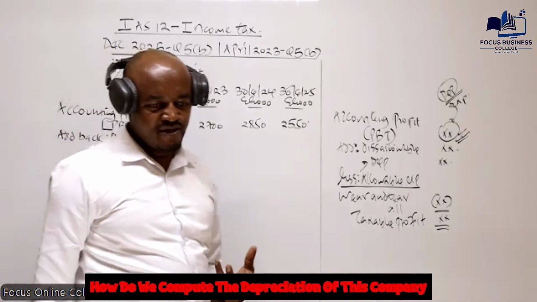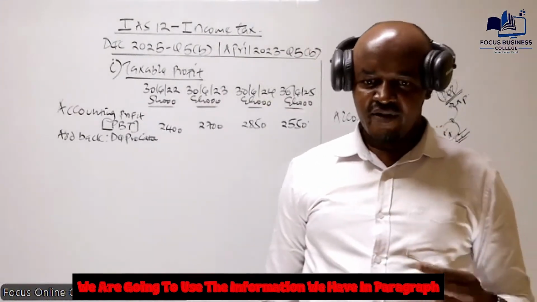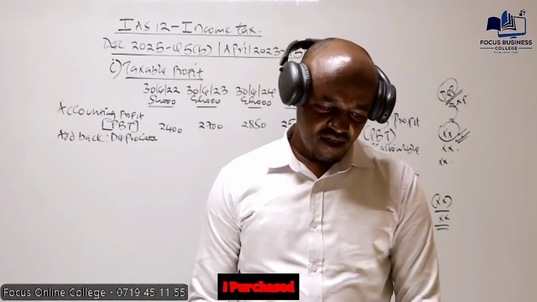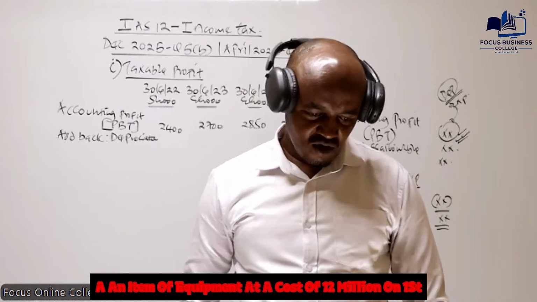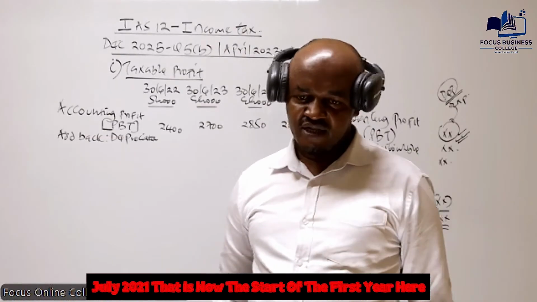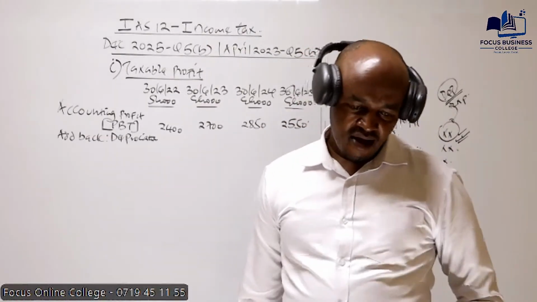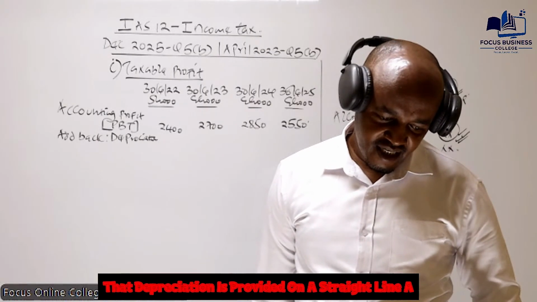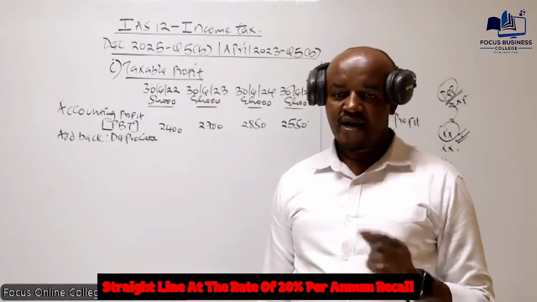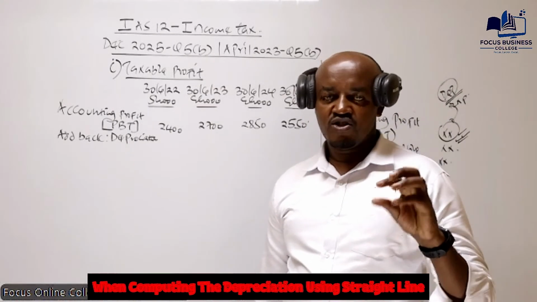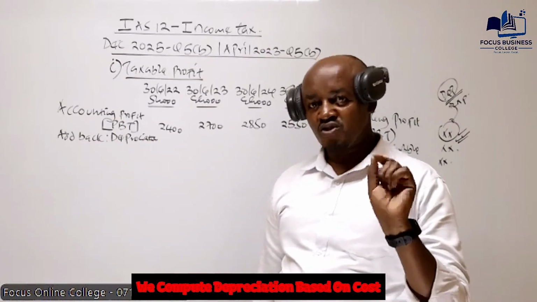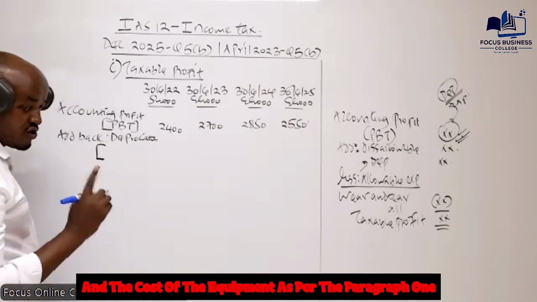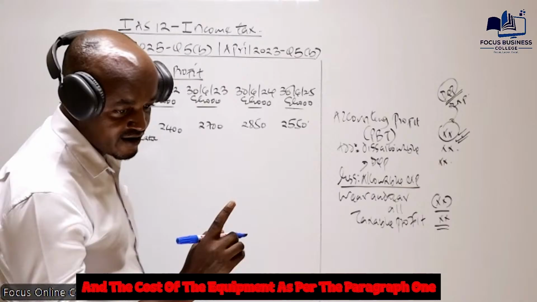How do we compute the depreciation of this company? We're going to use the information we have in paragraph 1. In paragraph 1, we are told this company purchased an item of equipment at a cost of 12 million on 1st July 2021. That is now the start of the first year here. And then you're told that depreciation is provided on a straight line at the rate of 20% per annum. Recall, when computing the depreciation using straight line, we compute depreciation based on cost. So to compute this depreciation per annum, we will take the cost of the equipment as per paragraph 1. The cost of equipment is 12 million.